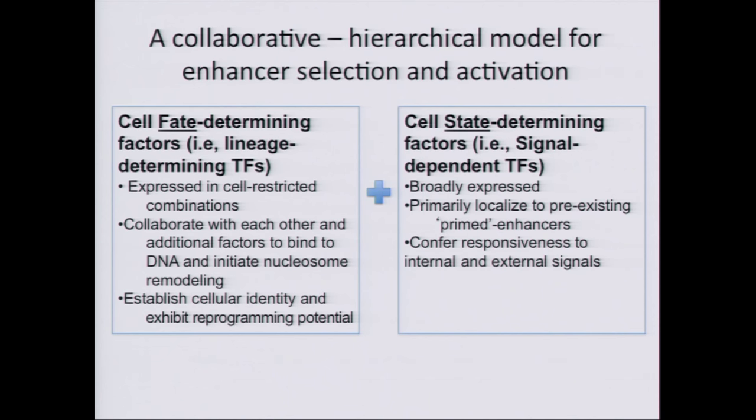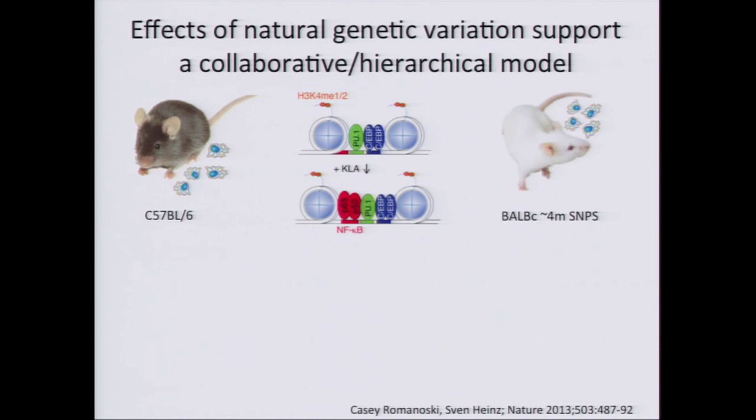Now, these cell-fate determining factors, we think, set the stage for what we would refer to as cell-state determining factors. So these would be factors like NF-kappa-B. These factors are broadly expressed. They, as I've shown you for NF-kappa-B, primarily localize to pre-existing or primed enhancers. And we observe that type of pattern with many different signal-dependent transcription factors, such as nuclear hormone receptors. And these are the factors that confer responsiveness to internal and external signals. Now, at this stage, we wanted to test the model genetically.